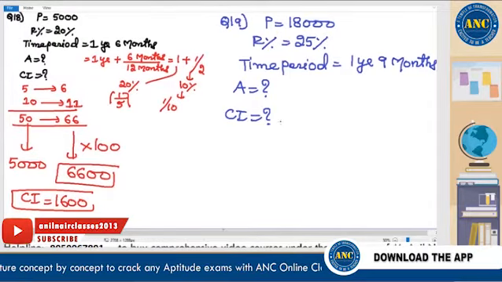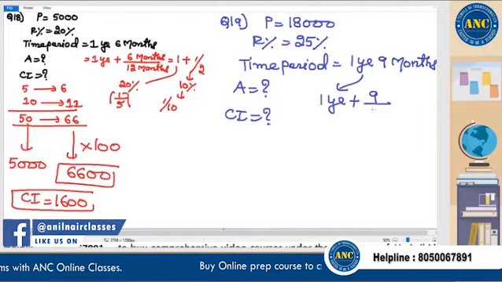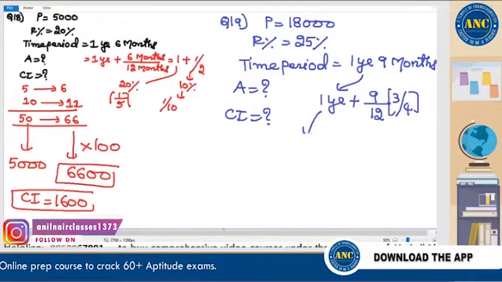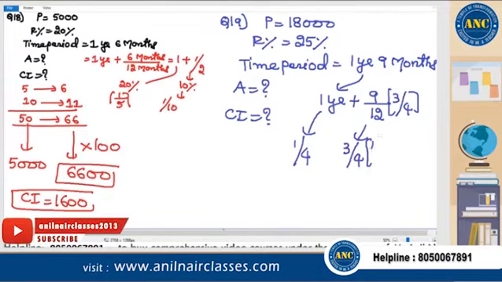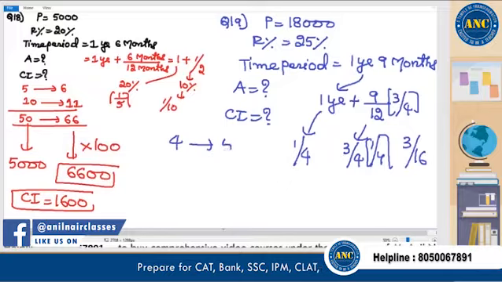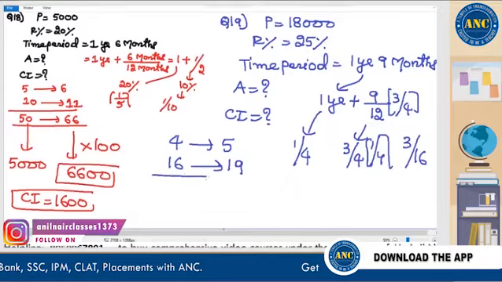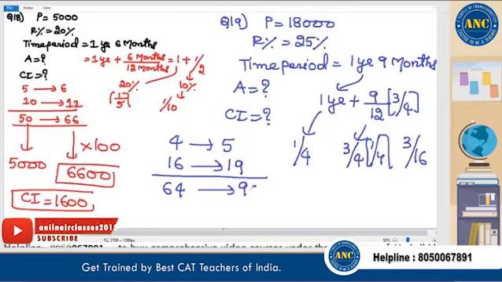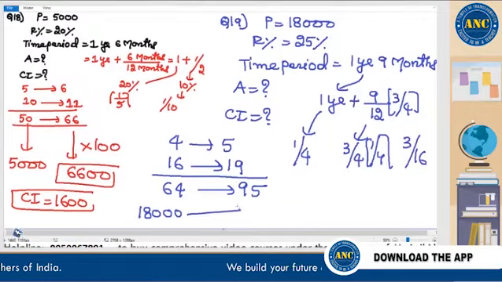P is 18,000, R is 25%. This is 1 year 9 months, convert it into years. It is 9 by 12, so it is 3/4 we have to take. First year rate of interest is 1 by 4. Next it is 3/4 of 1 by 4, which is 3 by 16. First year instead of 4, I gave 1 rupee more, which is 5. Instead of 16, I gave 3 rupees more, which is 19. 4 16s are 64. 19 5s are 95. So 64 becomes 95. 18,000 becomes how much?